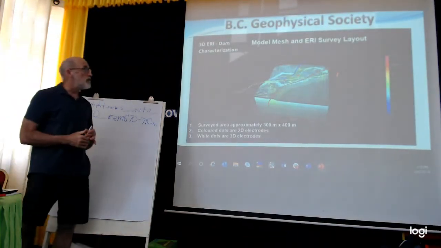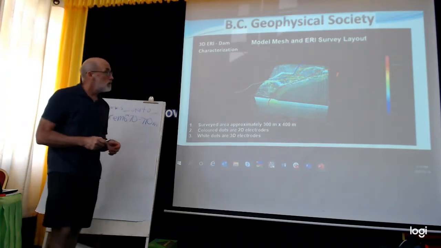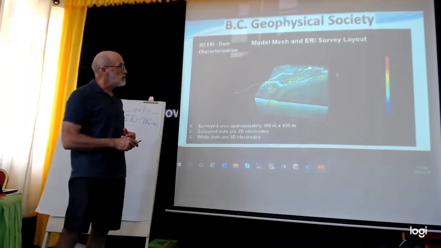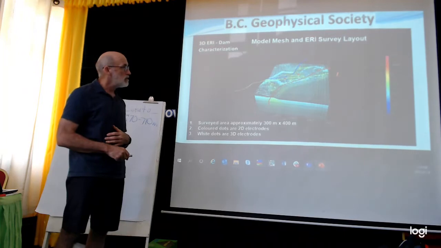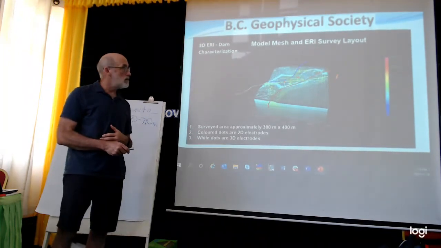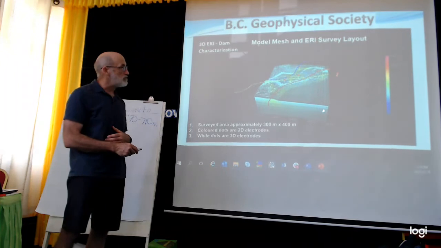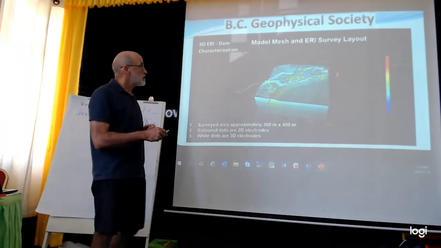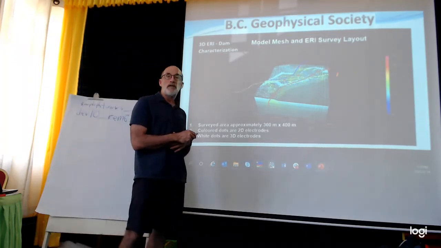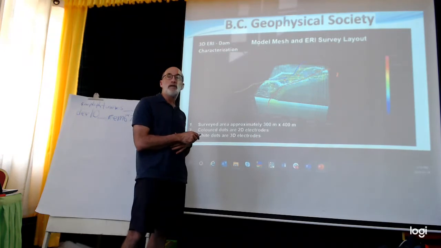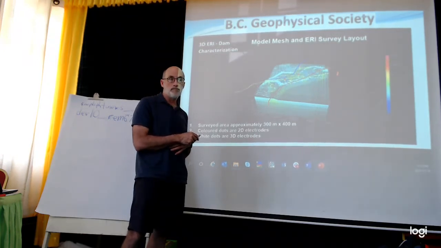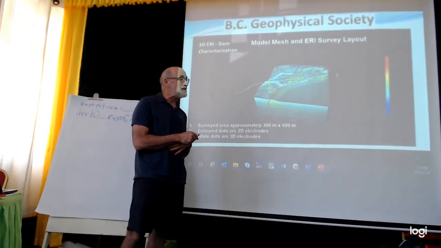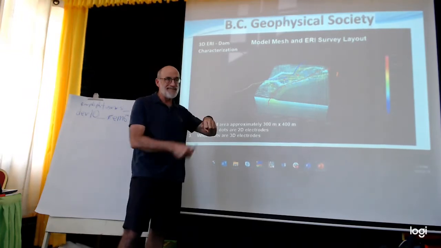This is another three-dimensional survey. This is a dam. It's a rock dam here and soil behind. This is the downstream side here. This is the upstream side. This is actually the kimberlite tailings. Kimberlite is a diamond mine. Diamond.